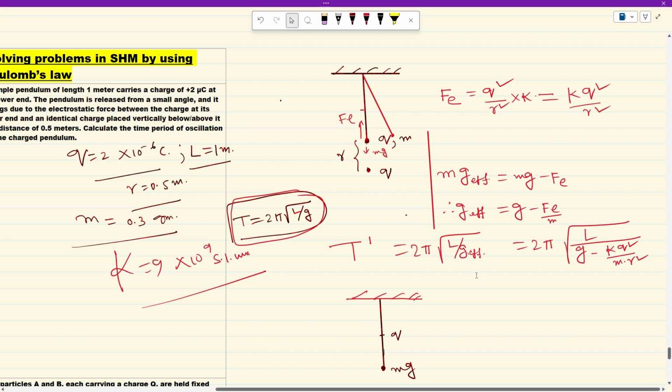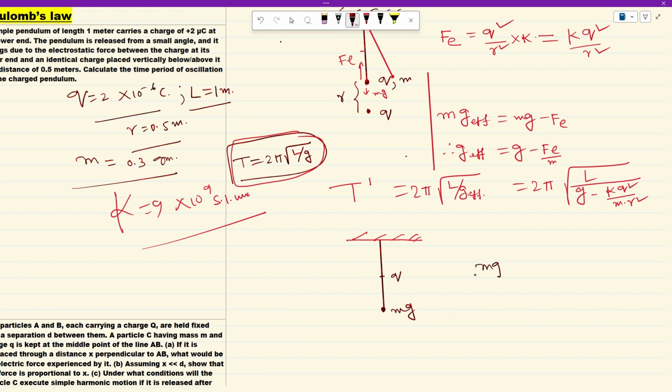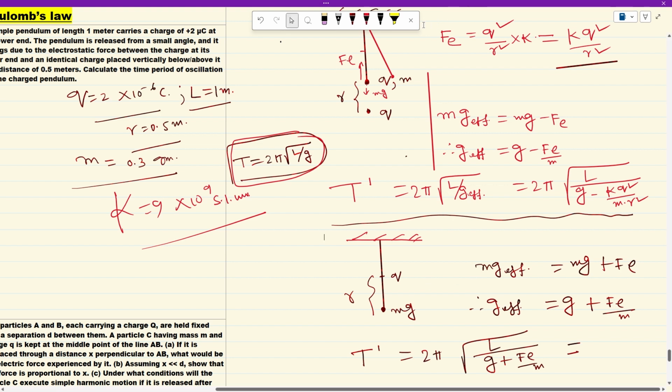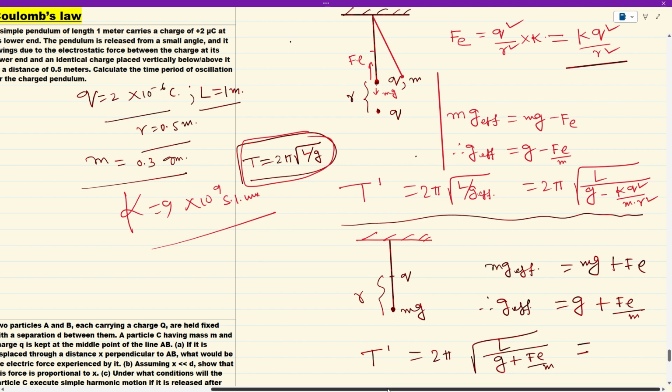Then in this case the g effective value will be calculated like this: m into g effective equal to mg plus Fe. So g effective is going to be g plus Fe by m. Fe value will remain the same because the distance is r only, everything remains the same, only this time it is added. So T dash, the time period, will be 2 pi root over L by g plus Fe by m. Fe value is there, m is there, just the same calculation. Instead of minus, there will be a plus sign. This you can complete. Hope you have understood what you have to do when this kind of problem arises. The effective value of g is to be taken into consideration.